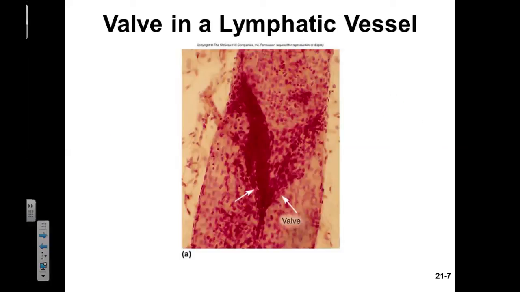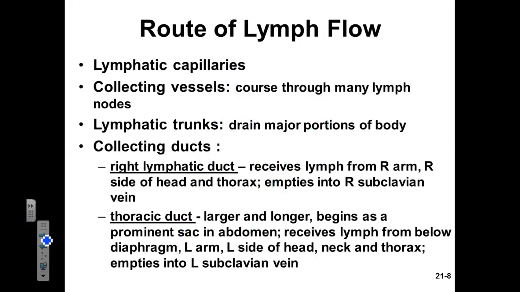Here is a histograph of some lymphatic vessels. So in this figure, our lymphatic vessel is right here. And you can actually see the endothelium overlapping on itself on the inside, forming the one-way valve in our lymphatic vessel. Any questions, Izzy?